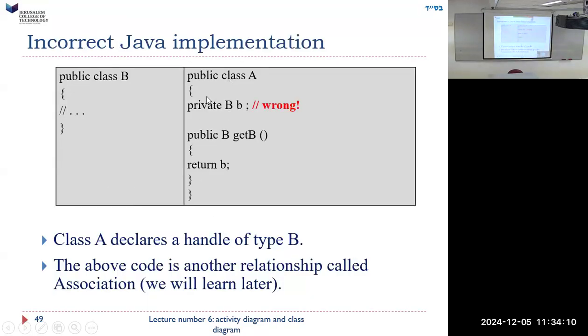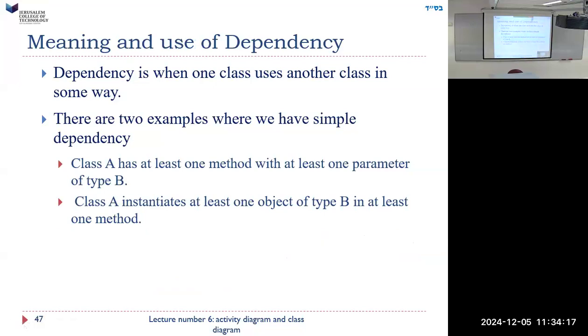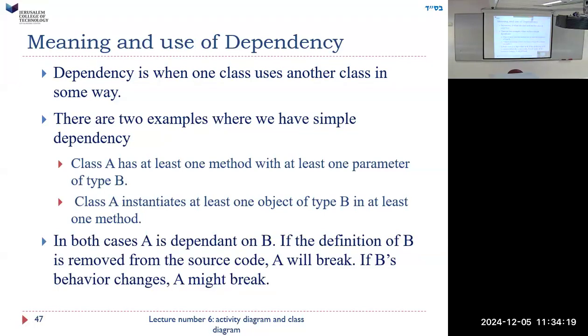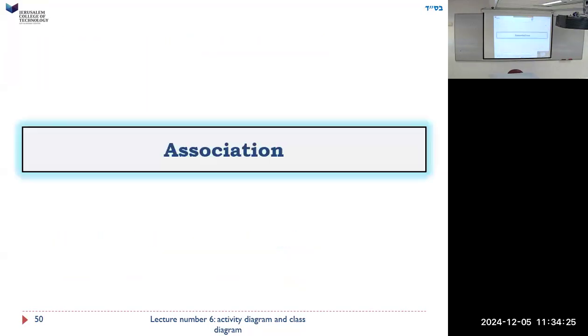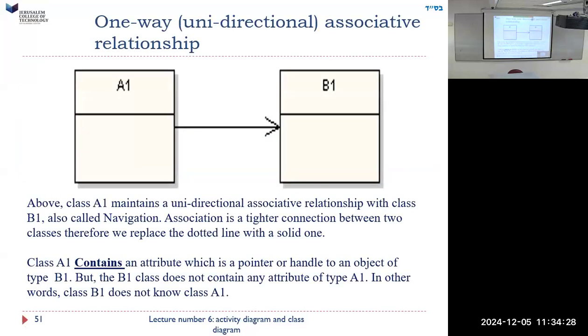If you do something like this, where you actually in the class make a B, then that's not simple dependency. I notice I'm calling it simple dependency because the truth is that the next thing we're about to learn is also a kind of dependency, but we give it a special name. And we call it association. And then the arrow becomes dark. One-way unidirectional association relationship.